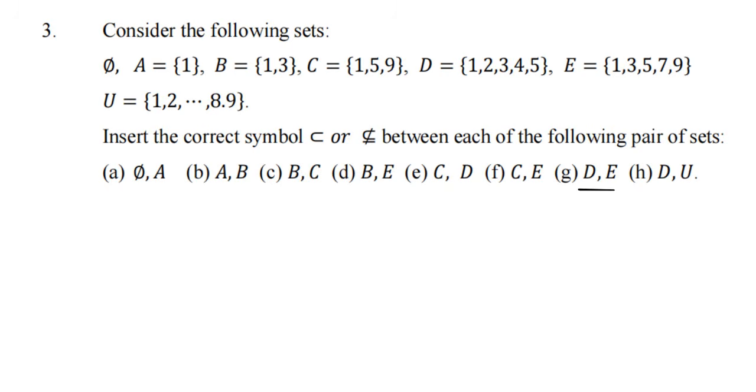Then for D and E, what can we conclude? D is 1, 2, 3, 4, 5. E is 1, 3, 5, 7. So you're able to see that there's nothing common between these two sets, so none is even a subset of the other one. Then we have D and U. Now the universal set is a bigger one, so every set will be a subset of it. So D will just be a subset of the universal set. So that's how we solve question number 3.